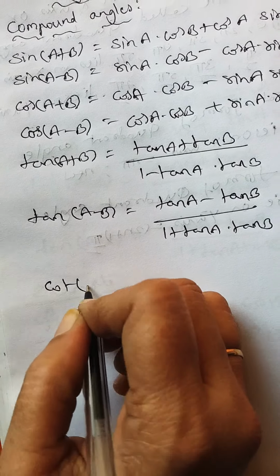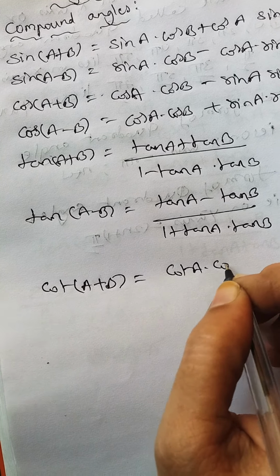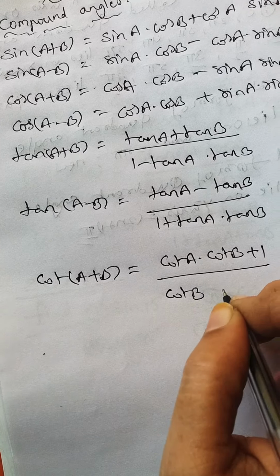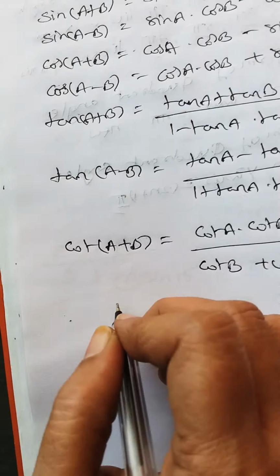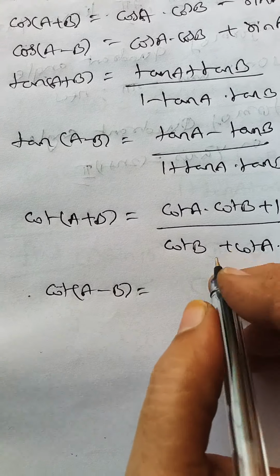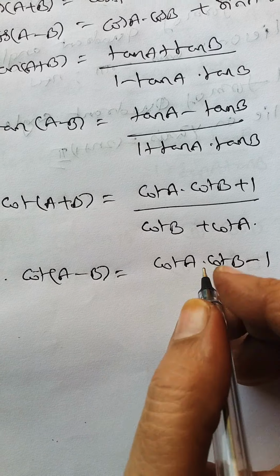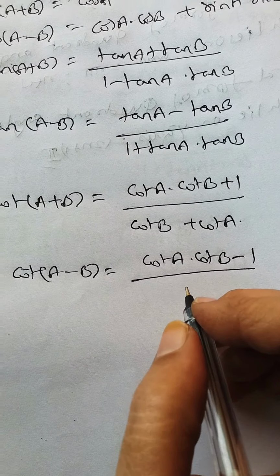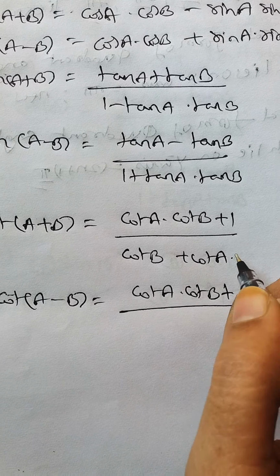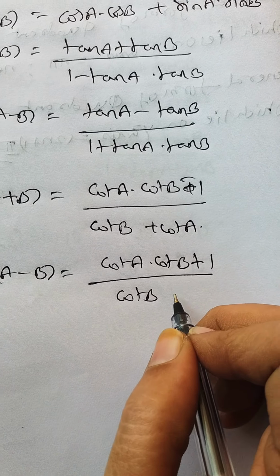Cot(A plus B) is equal to cot A into cot B minus 1 by cot B plus cot A. Cot(A minus B) is equal to cot A into cot B plus 1 by cot B minus cot A.